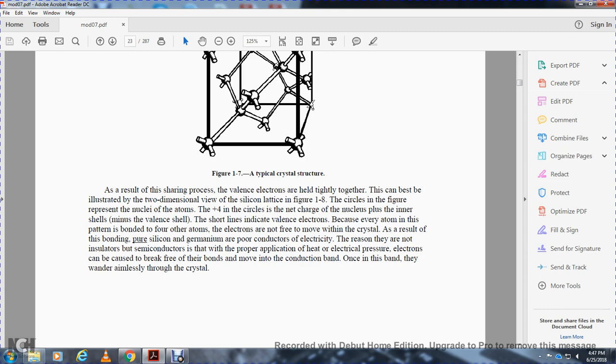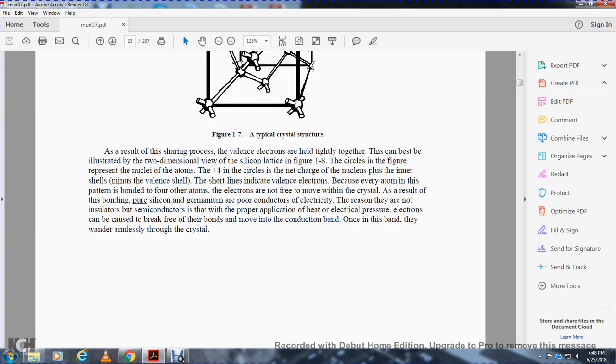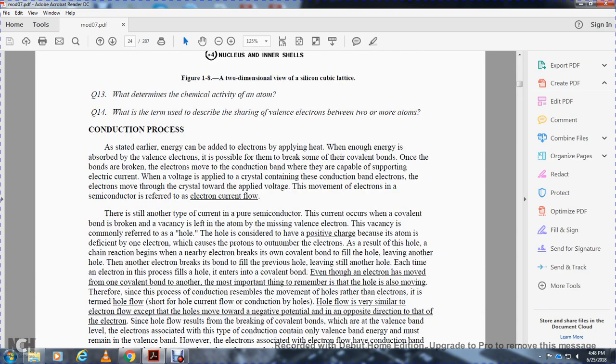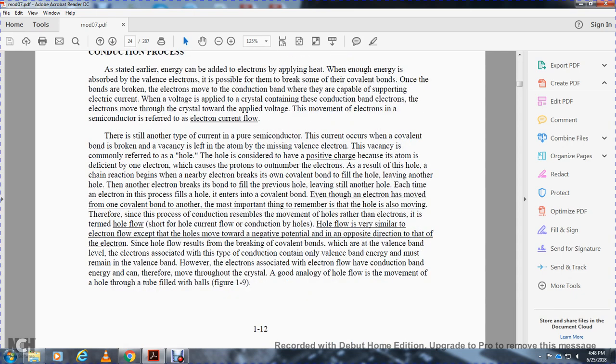With the proper application of heat or electrical pressure, electrons can break free of the bonds and move into the conduction band, where they wander aimlessly through the crystal. As stated earlier, energy can be added to the electrons by applying heat. Enough energy absorbed by a valence electron will break some of the covalent bonds. Once free of the bond, the electron moves into the conduction band, where it is capable of supporting current. A voltage applied across the crystal will act on these conduction band electrons, and the electrons move through the crystal toward the applied voltage. This movement of electrons in the semiconductor is referred to as electron current flow.